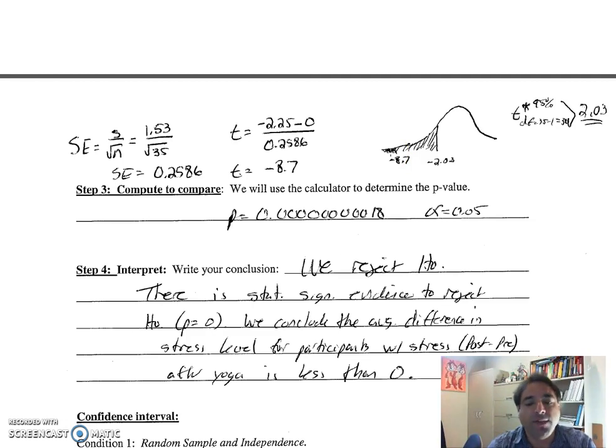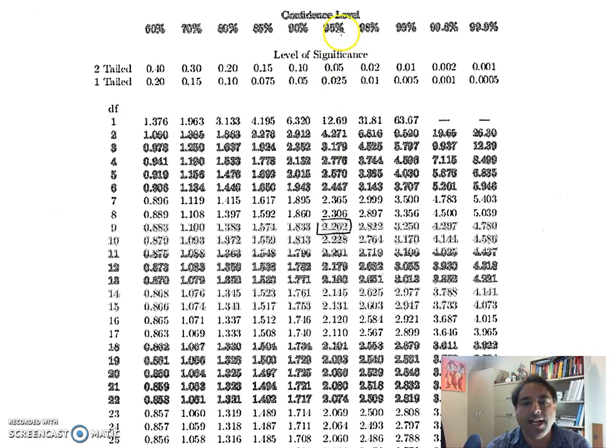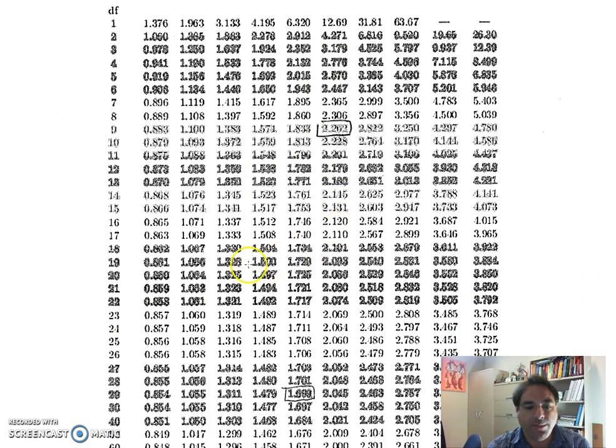Now, using critical values, we're going to compare this negative 8.7 to our critical value, or like our alpha, our t star, which we look at 95% because alpha is 0.05, and our degrees of freedom is 35 minus 1, which is 34. So I'm going to go to the table and tell you how we get that 2.03. Okay, so using the table, we're looking for 95% and 34. So when I go down the table, 95%, and then we don't have a 34. So remember, we look in between.